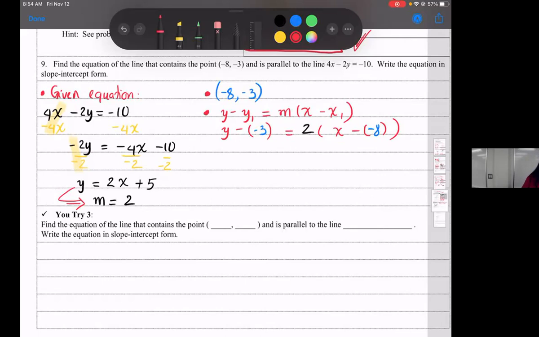Someone simplify this for me. Just walk me through what you do. And then, before that, 2x plus 16, and then now subtract 3. Good.